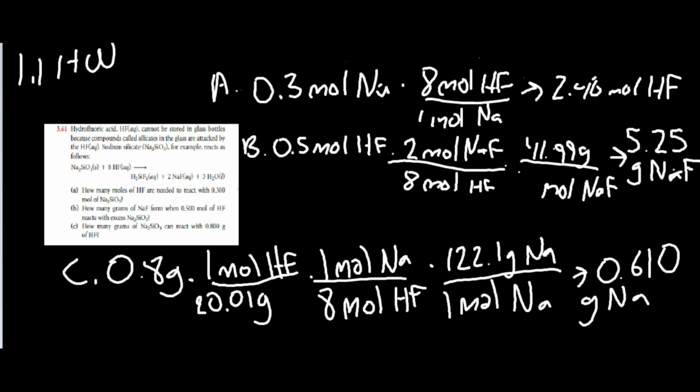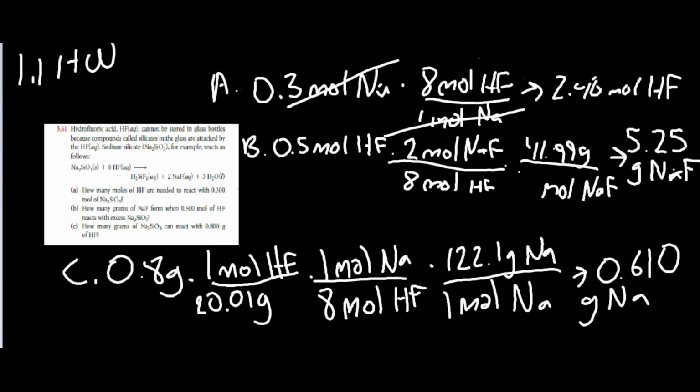So, part A, how many moles of HF are needed to react with 0.3 moles of sodium? Basically, this is just testing if you know molar ratios. So you're going to be converting moles of sodium to moles of hydrofluoric acid. So you are going to use the reaction that you were just given to find the moles. From the reaction, you find that there are 8 moles of hydrofluoric acid for every 1 mole of sodium. So then you just multiply it by 8, just the way that I wrote it out, so that you can cancel the units, and you get 2.40.